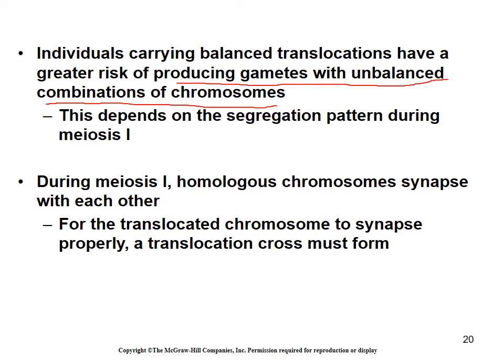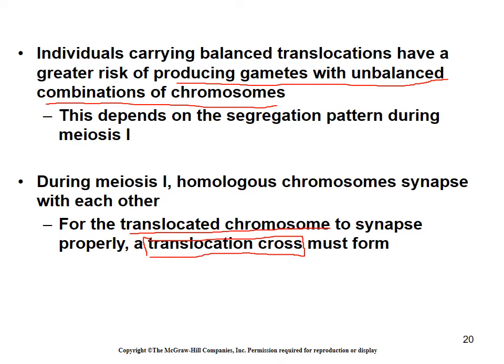And also what we see happening is that during meiosis 1, the homologous chromosomes can synapse with each other. And if you want to have this done properly in a translocated chromosome, just like when we did our inversion, you're going to have to form a translocation cross. So there are additional steps that are required in order for you to properly align the genomic material and make sure that you produce viable gametes.